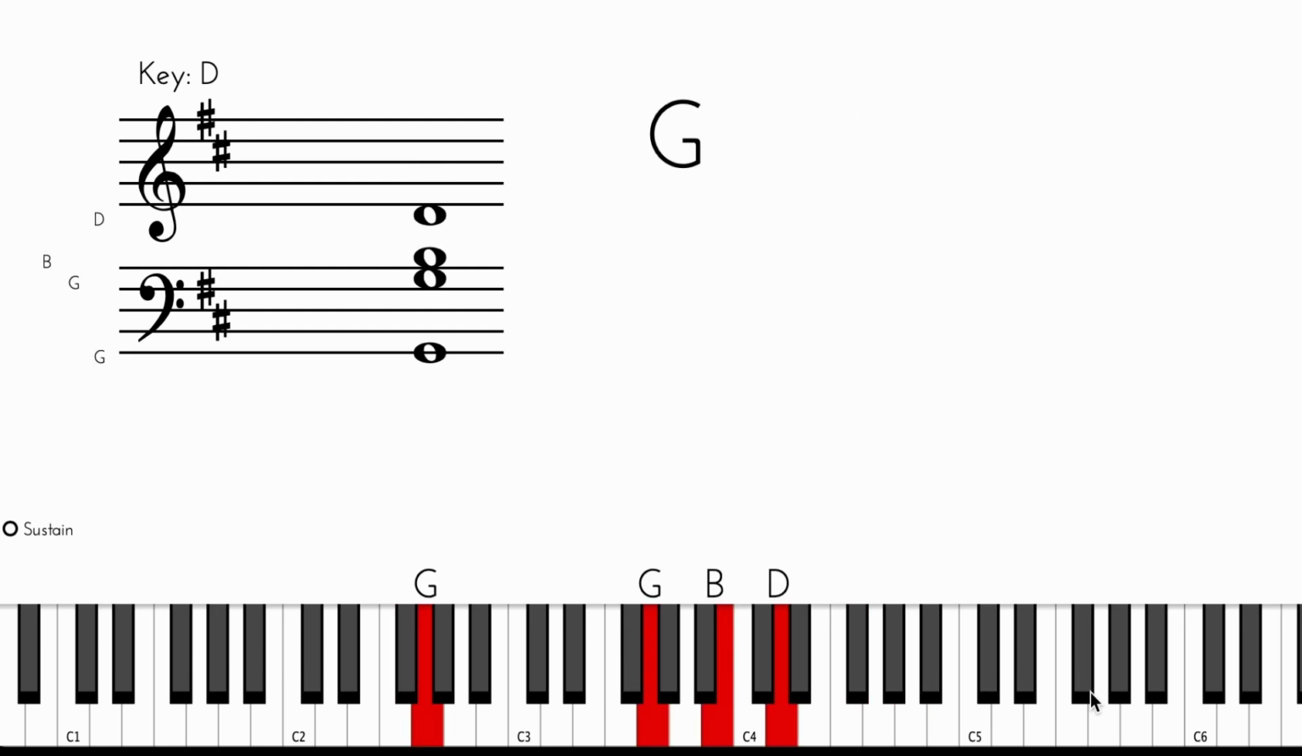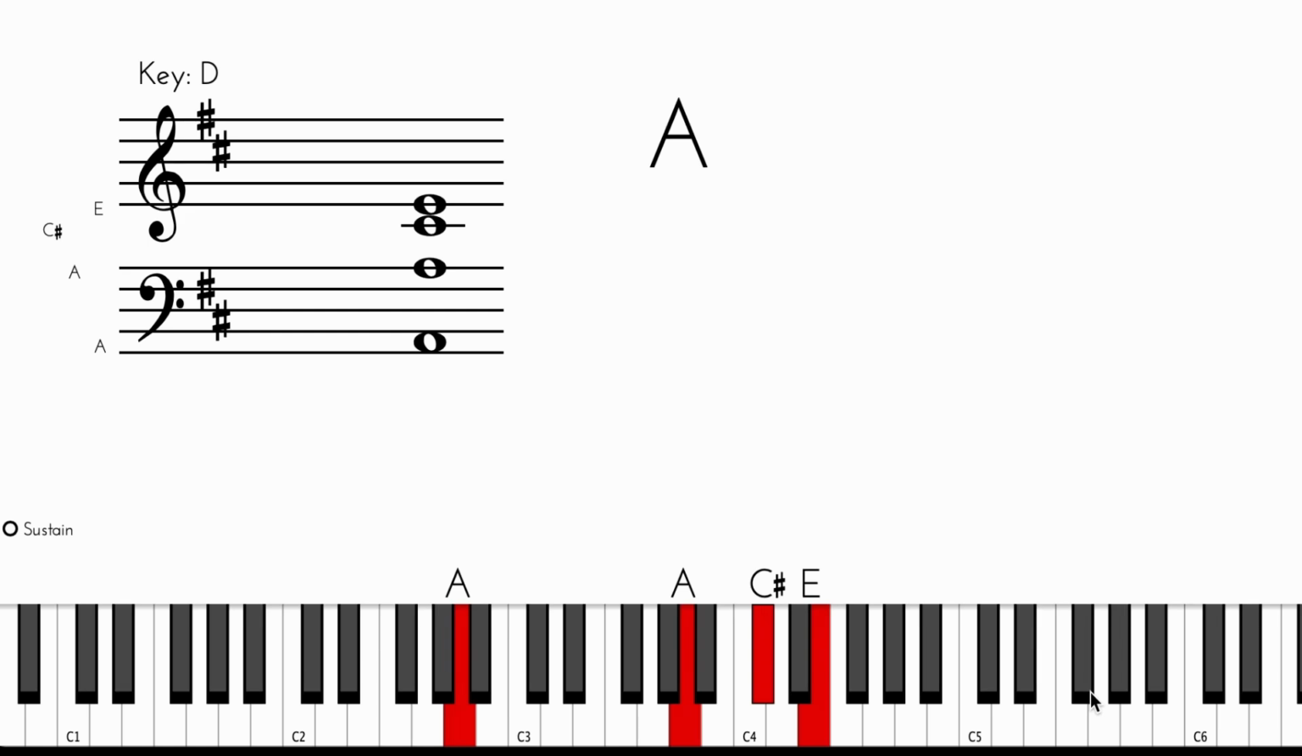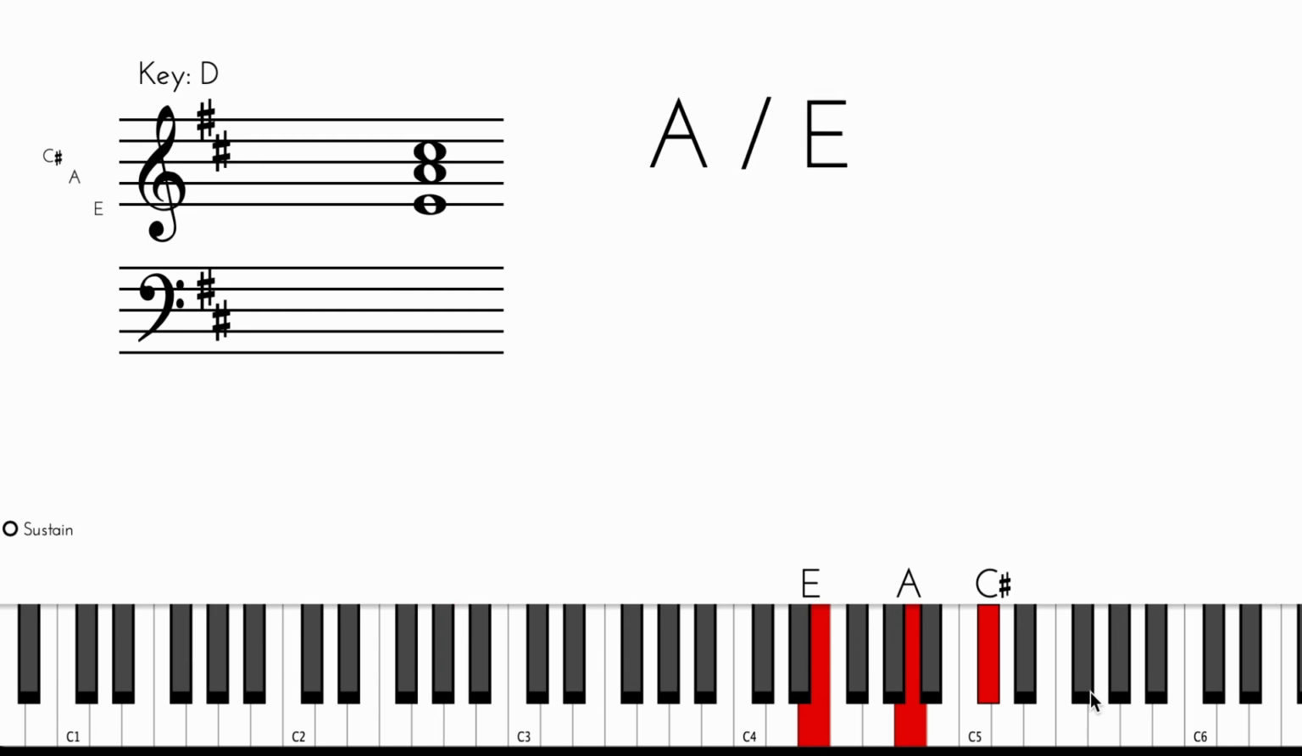Root chord on 4. First inversion. Second inversion of 4. Remember, we're using the numbering system. Root chord of 5. First inversion. Second inversion. So look at 6.